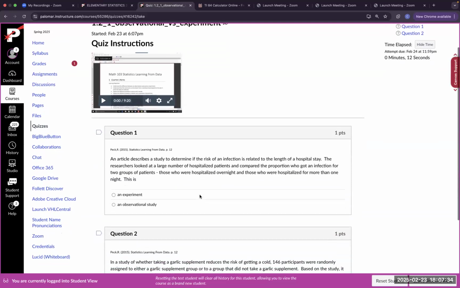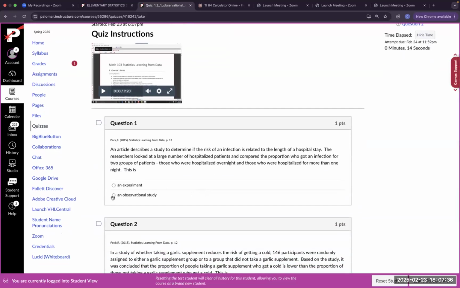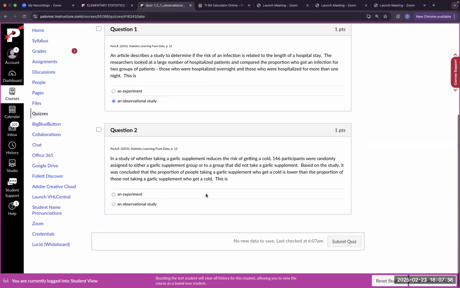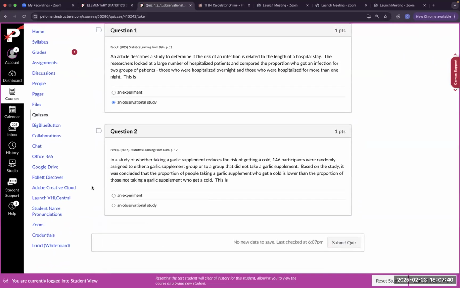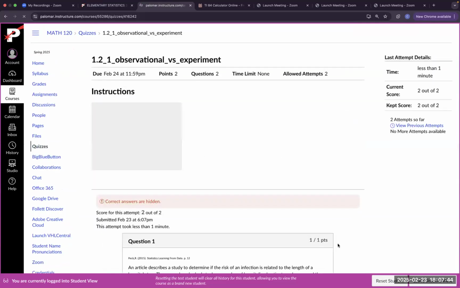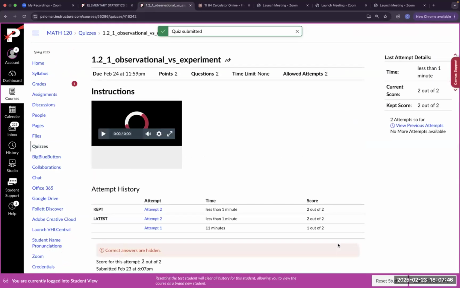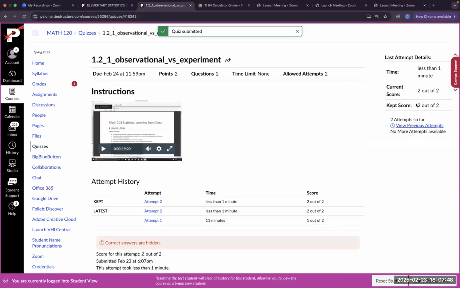So this was the one about the infection, so that one was an observational study. And then for the second one, this one was an experiment. And then we press submit. And I got a 2 out of 2. And so the score kept will be the highest score. Say for example, I scored worse the second time, it still will have the highest score reported to the grade book. I scored better, so the better score will be reported to the grade book. Let me go back to the home page.